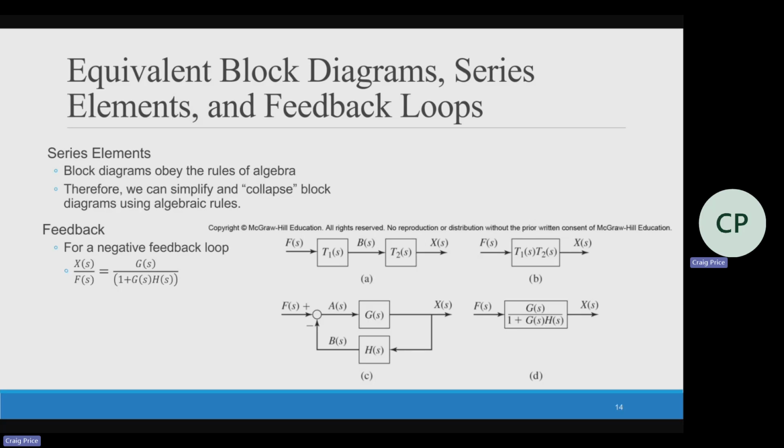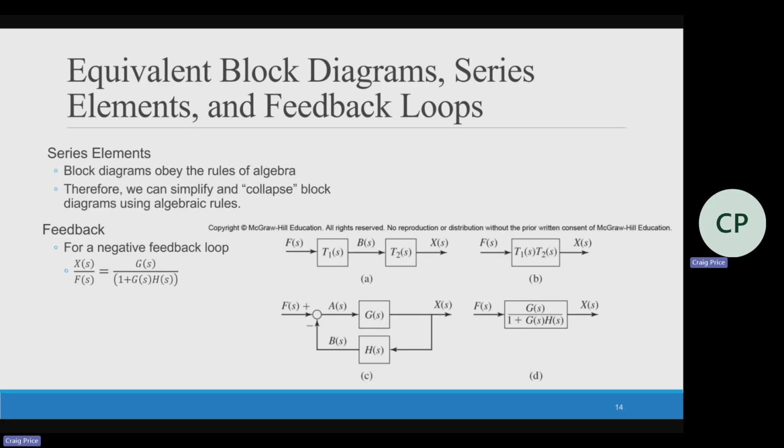We don't have to keep it separate. If I don't really care what B is, any two blocks connected in series, we can just multiply together. So it's just like, forget about B. I just want to figure out the relationship between F and X. So two transfer functions in series, you just multiply them together. And we've talked about that before. That's just a visual way to see what's going on.